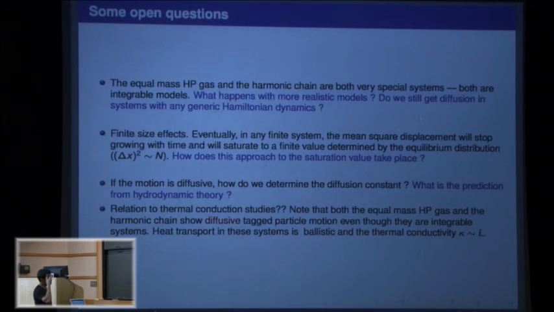Some open questions are the following. The equal mass hard particle gas, for which I showed the exact results of Jepson, and the harmonic chain, both are very special systems. Both are integrable models. So one question is what happens in more realistic models, where if you take a generic Hamiltonian which is not integrable, do you still get diffusion or not? You expect that there is more stochasticity in the model, and so it's not clear. That's an interesting question.